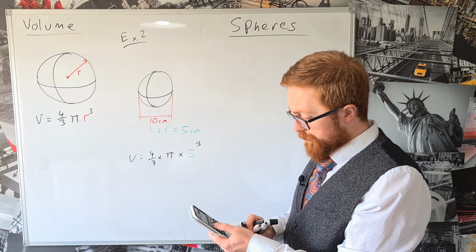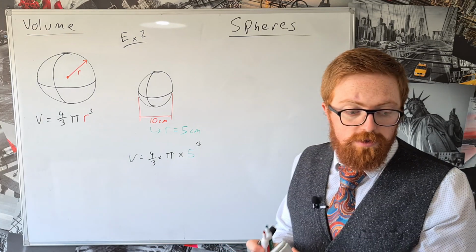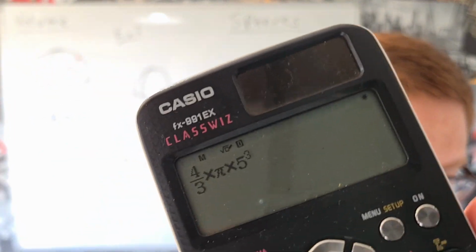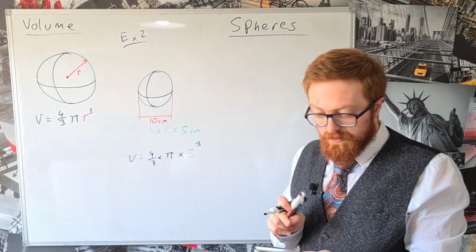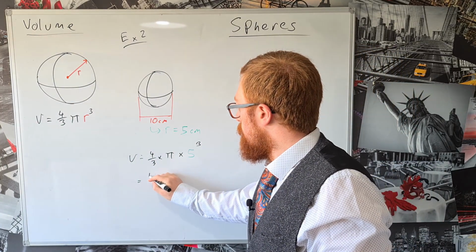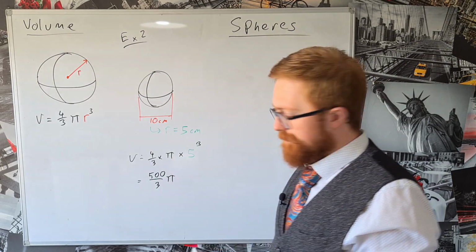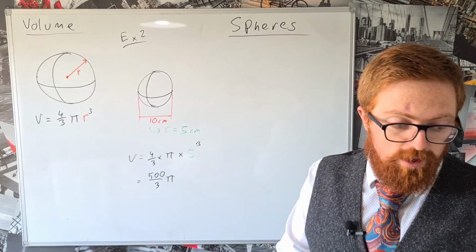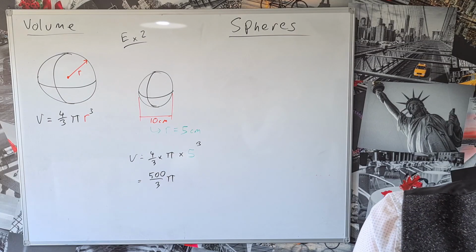Now I'm going to put this in exactly how it turns up. I don't know if you can see that, that's exactly what's on the board here. So if I just press equals, then that gives me 500 over 3 pi, which is what comes up.